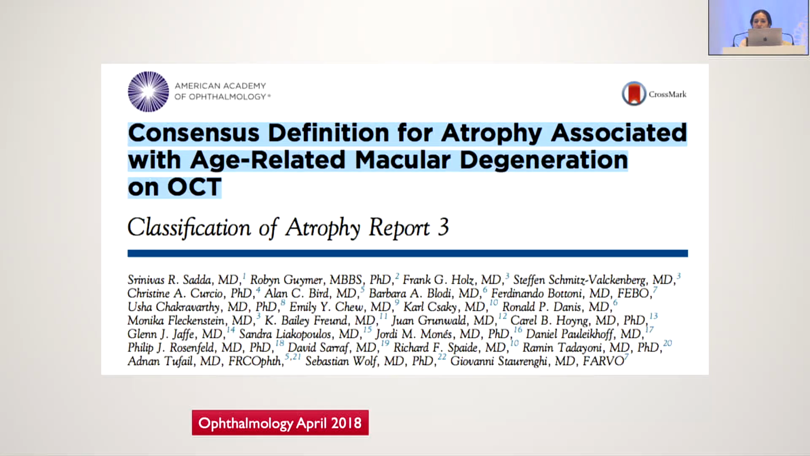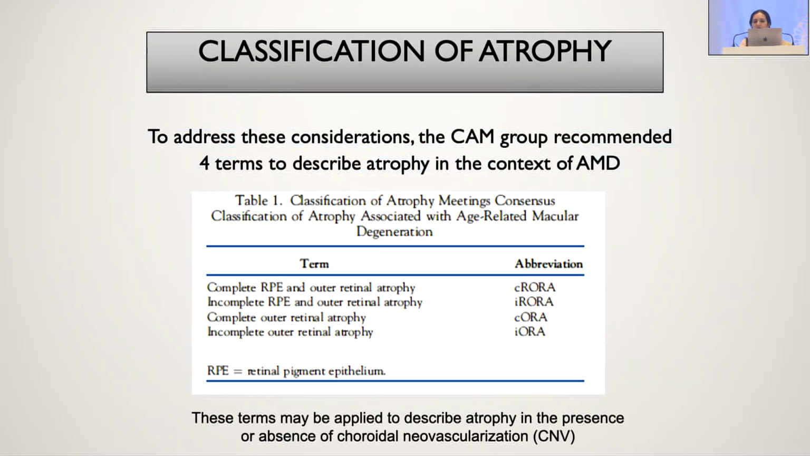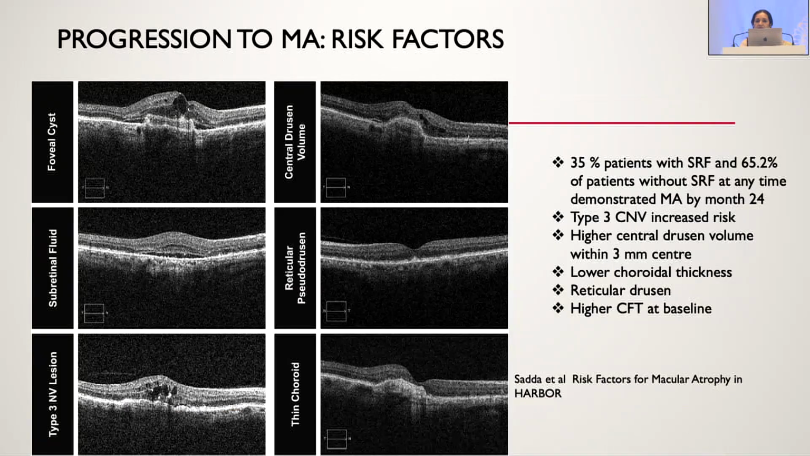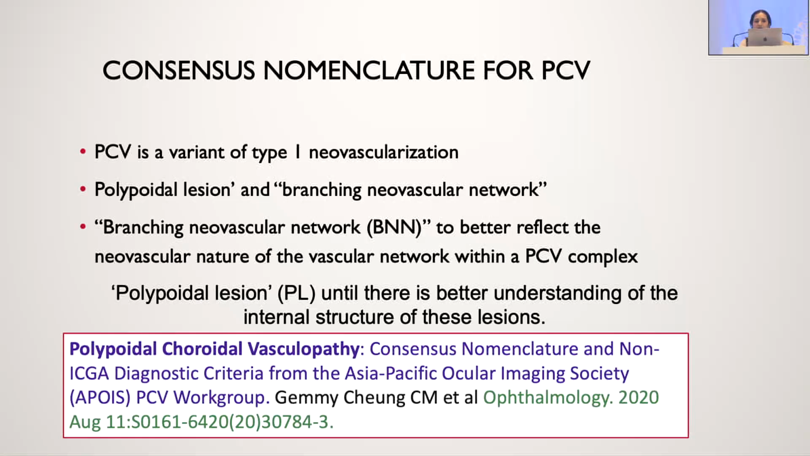And this has been shown now in the CAM classification of atrophy, report 3. You can see it is divided into 4 types: the cRORA, iRORA, cORA and iORA, depending upon whether the RPE or both the RPE and outer retina is involved in the atrophy. And the risk factors are also seen, with which we can prognosticate these patients and tell them how soon their progression can be.